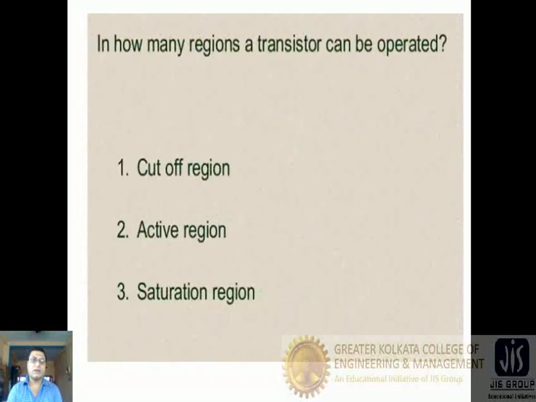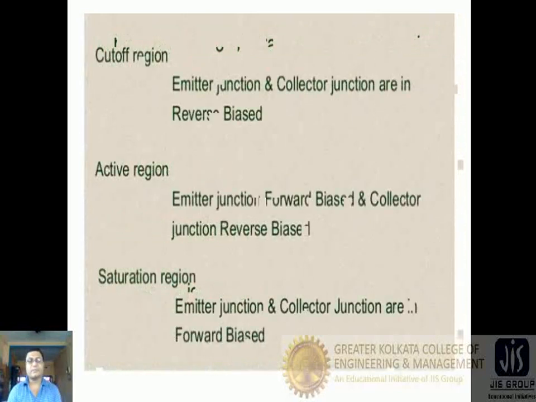So in how many regions can a transistor be operated? There are three regions in which a transistor is operated. First is the cutoff region, second is the active region, third is the saturation region. In any of these three regions the transistor can be operated.